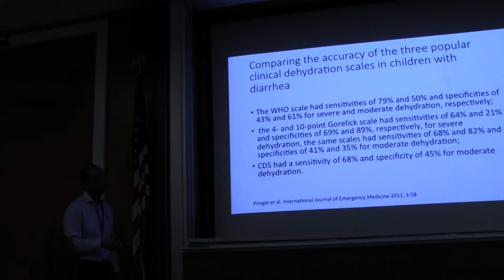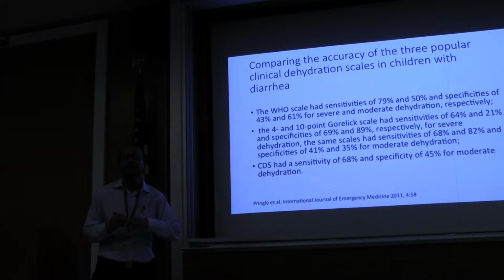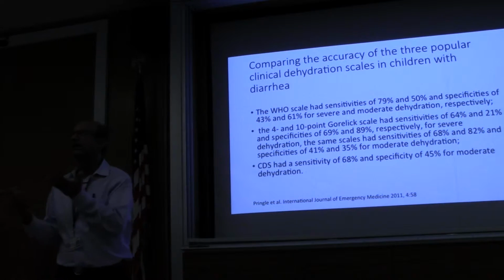In one study they went to West Africa and they said, let's see how it is. So look at the WHO, 79 and 50% for severe and moderate dehydration, the sensitivity and the specificity. The 4-point and 10-point, 64-21 versus 69-89. It's all over the place, really. It's not there. So how do we gauge?